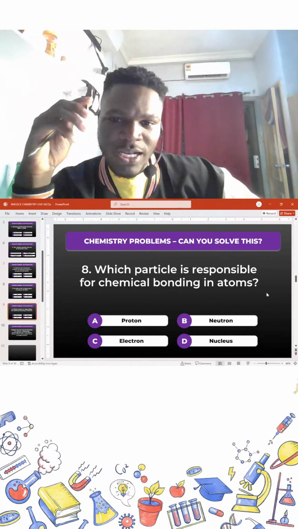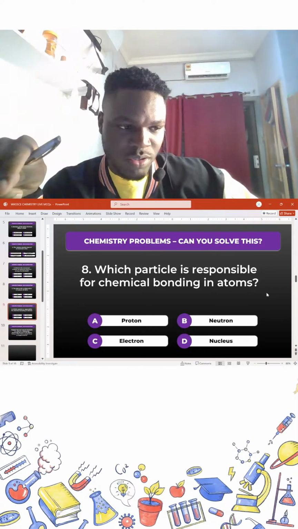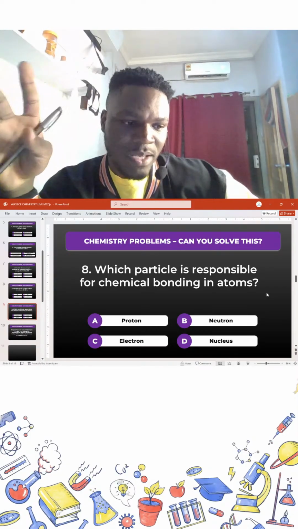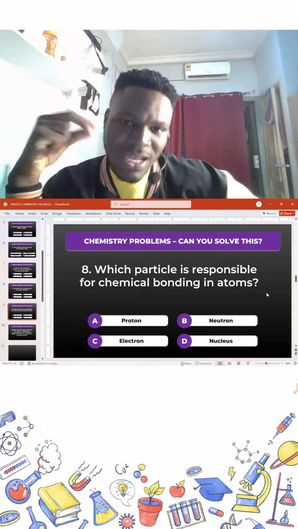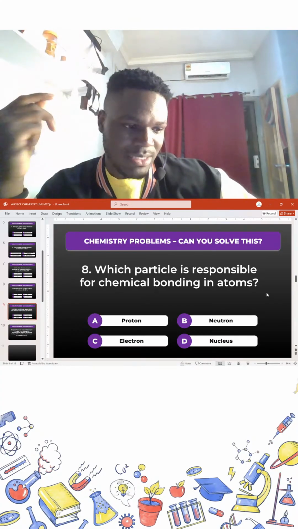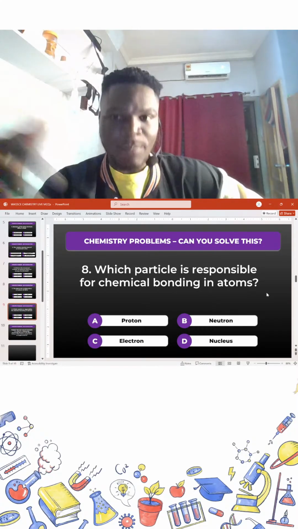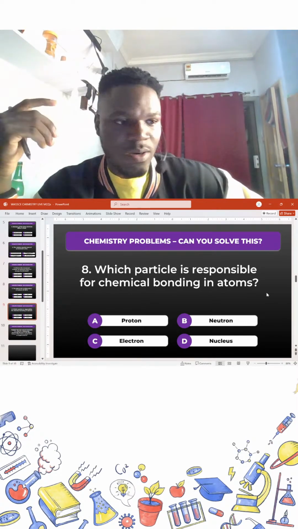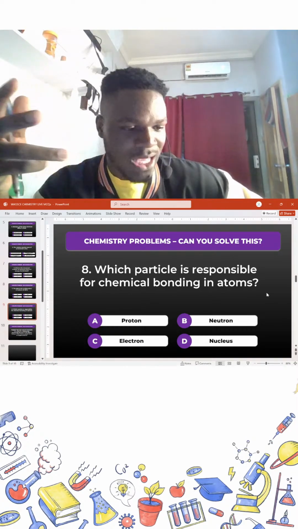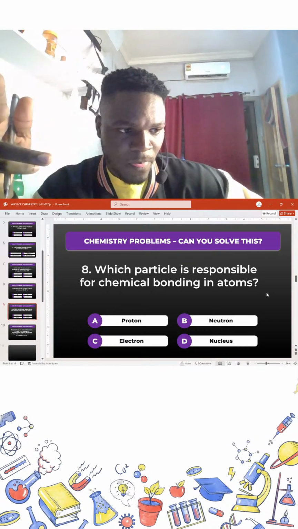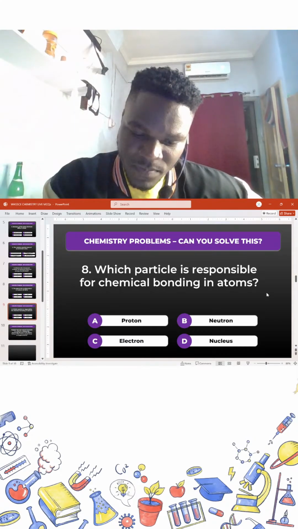Because the proton and the neutron are in the nucleus. Okay, so they don't take part in chemical reactions. So it is the electron that is responsible for chemical reactions and forming bonds with other particles, other elements, when it comes to chemical bonding. Yes, so the correct answer here is option C. Okay, option C. Very good.